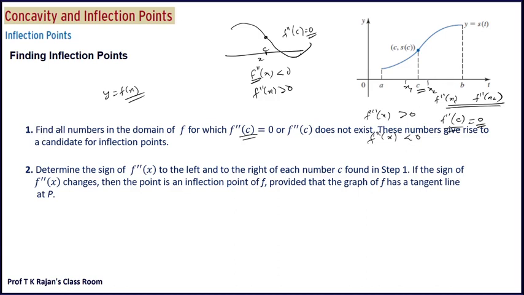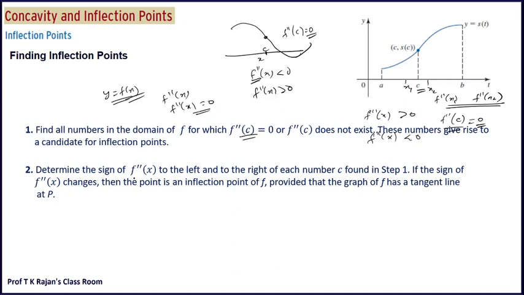So what are the things to be remembered for finding the inflection points? First, for the function y is equal to f x, you find f double dash x. Find out the points where f double dash x is equal to 0 or f double dash x does not exist. These points are really the candidates for the inflection points. That means they are likely to be the inflection points.